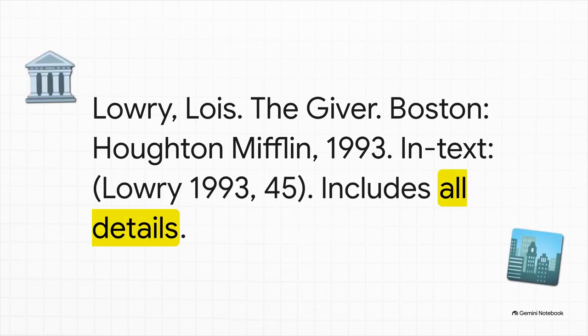Finally, let's check out Chicago style. The reference is Lowry, Lois, The Giver, Boston, Houghton Mifflin, 1993. Notice how it throws in the specific city of publication, Boston. Chicago loves its details. The in-text citation kind of combines the best of both worlds, giving the author, the year, and the page number. Lowry, 1993, 45.